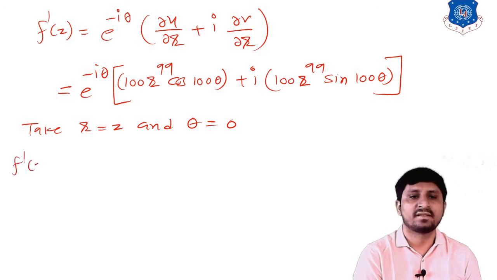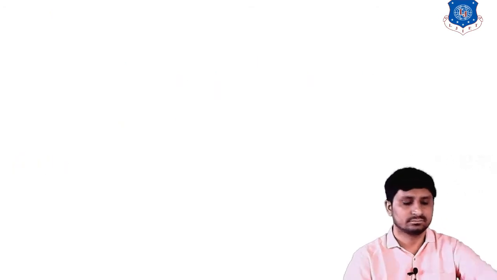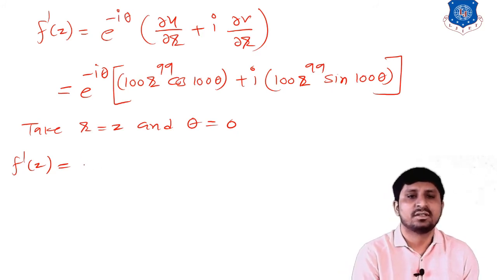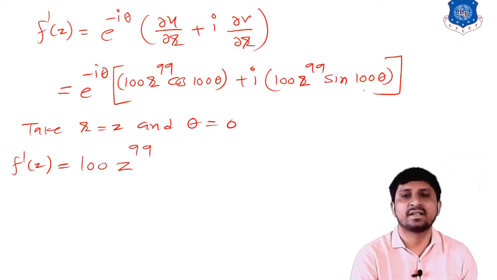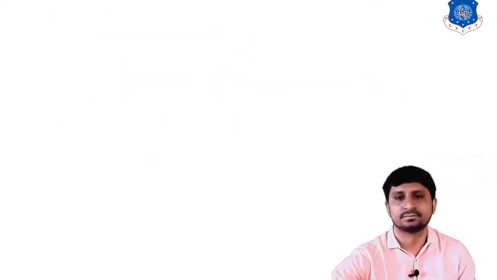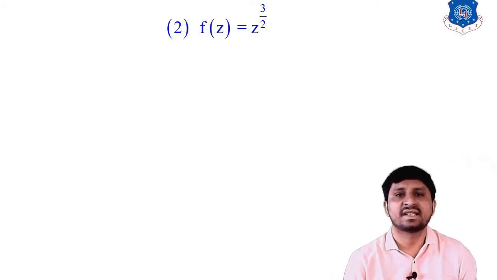So the value of f dash z we can find out: e raised to 0 is 1, so 100 z raised to 99. Here sin 0 is 0, so that's why 100 z raised to 99. Similarly you can find this for the example f of z equal to z raised to 3 by 2. This is homework for all the students, because this is a fraction 3 by 2, so for that also you have to use the CR equations in polar form.